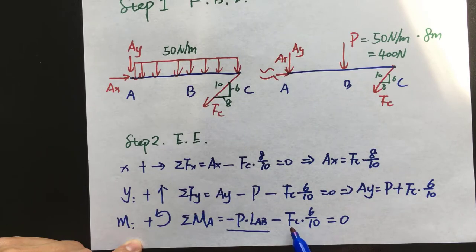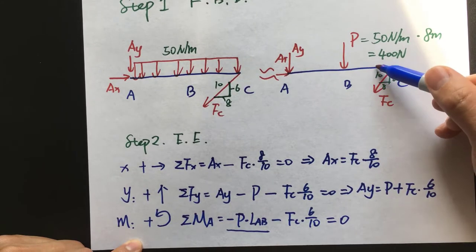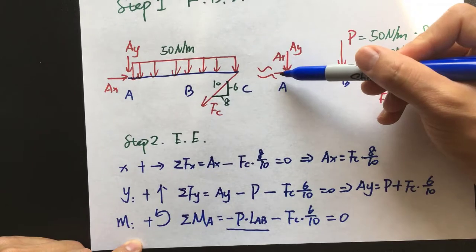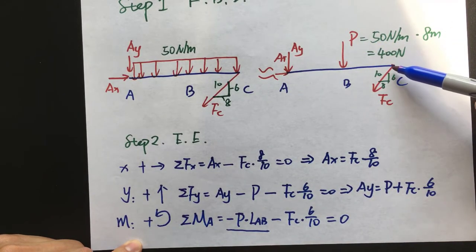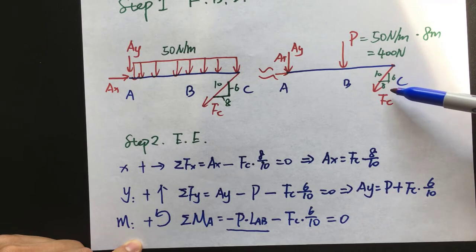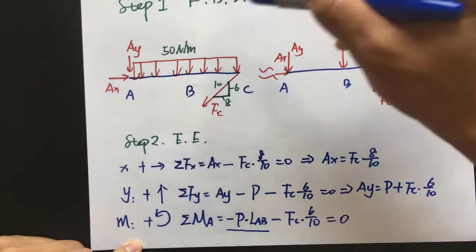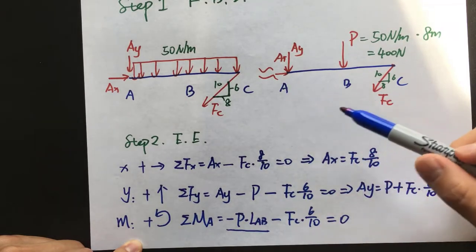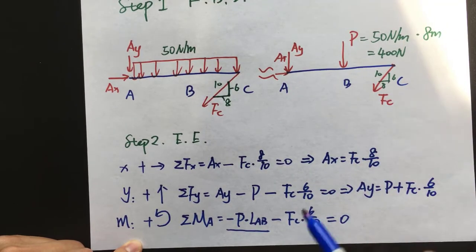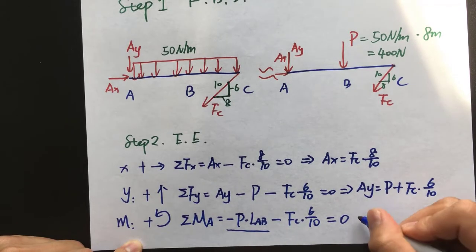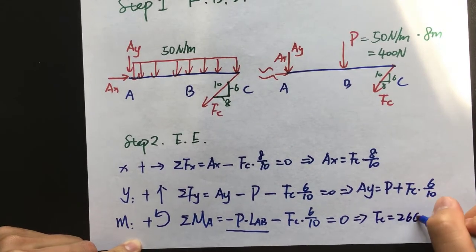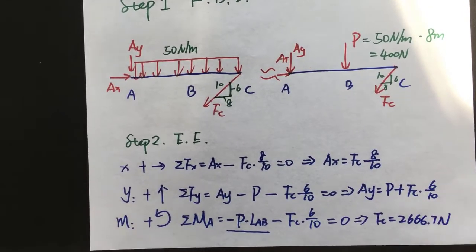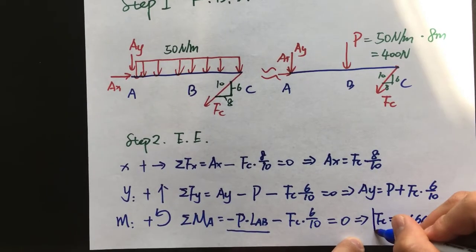If we consider FC, the X component of FC will go through point A, which means there will be no moment from the X component. But the Y component of FC will cause a clockwise moment about point A, which is also negative. That's why we also have a negative sign in front of it. From the moment equation, we can find out FC equals 2666.7 Newton. So we find our first unknown, FC.